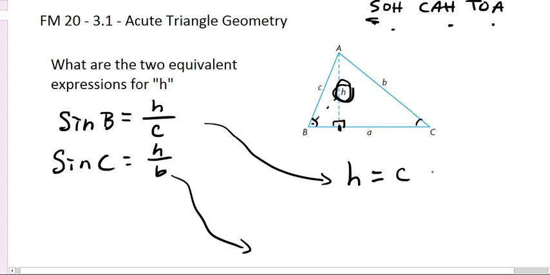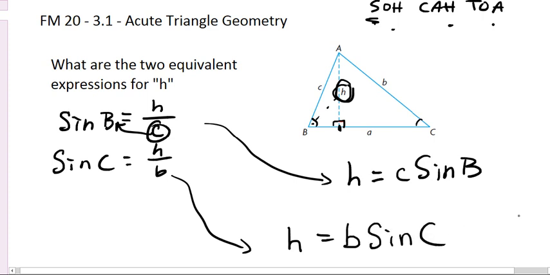Yeah, C times sine of B, because I just multiplied both sides by C, right? So H equals C sine B. We're getting somewhere here. Just trust me, be patient. All right, what about this one? H equals what over here? H equals B times sine C. Did everyone see that?